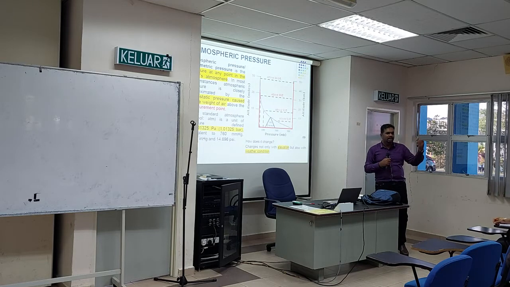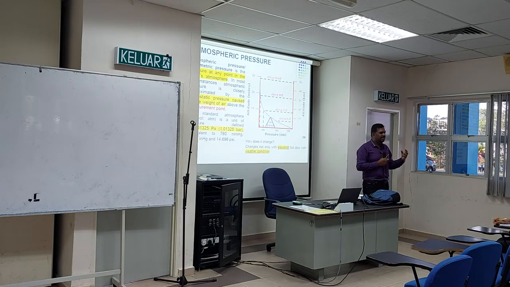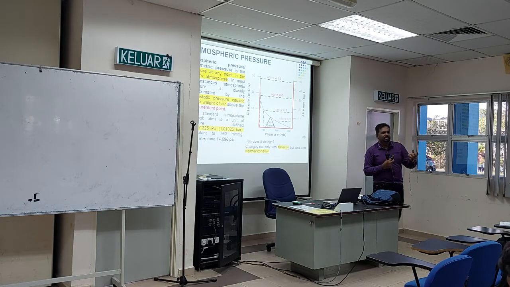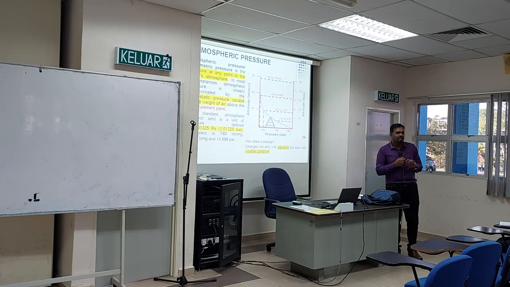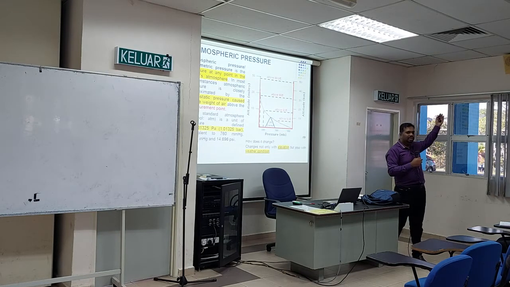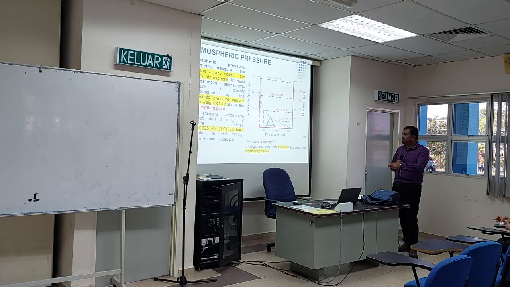Okay, sebab udara tu ada berat. Walaupun dia kecil, at times you cannot really feel, tapi udara tu memang ada berat dia. Okay, that's the weight. So atmospheric is always related to the weight of the air. So maksudnya kenapa kita boleh create perfect vacuum at the outer space? Sebab dekat sana tak ada udara. So that's the story lah.